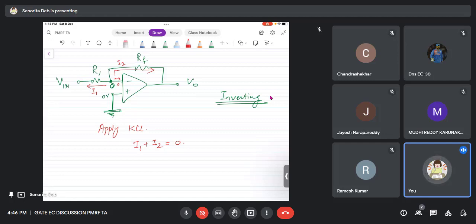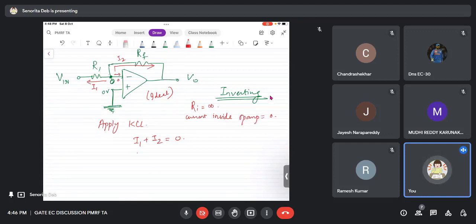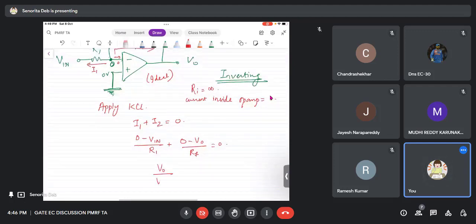Okay, so I'm taking an ideal op amp, and therefore I believe that Ri is infinity. Ideal op amp, Ri is infinity, therefore current inside the op amp is 0, okay? So I1 plus I2 is 0. So what will be the KCL? KCL will be (0 minus Vin) by R1 plus (0 minus V0) by RF is 0, right? And if you solve this, you will get the gain, and this negative sign shows why it is called inverting, because it is 180 degrees out of phase.